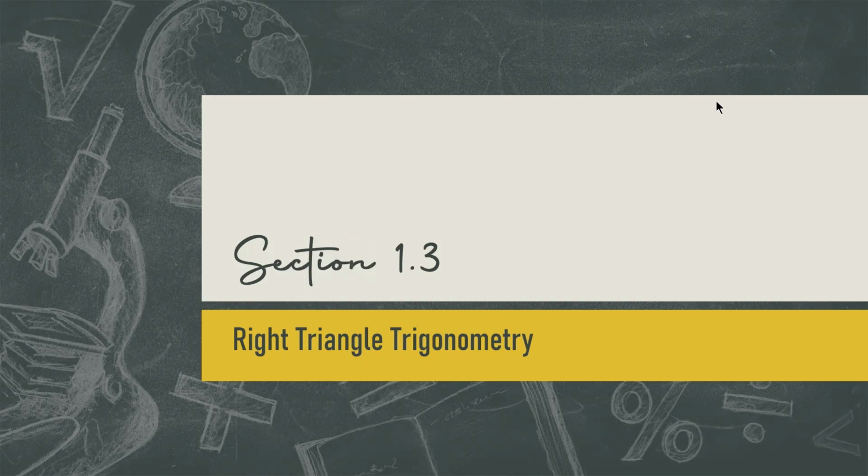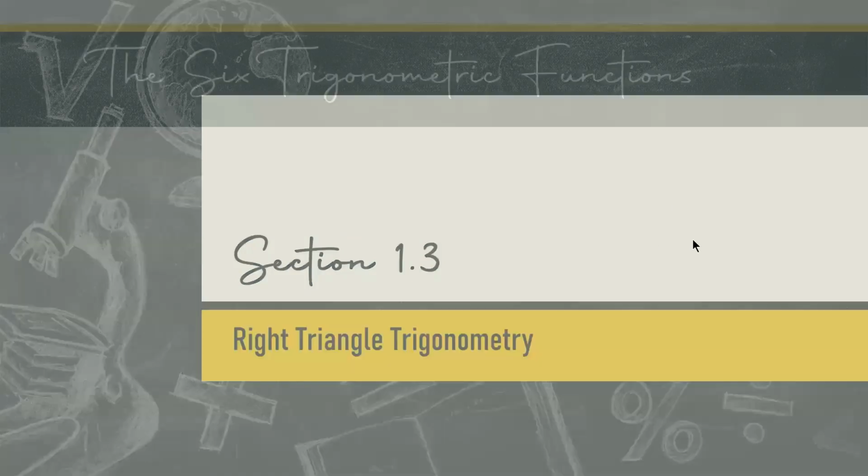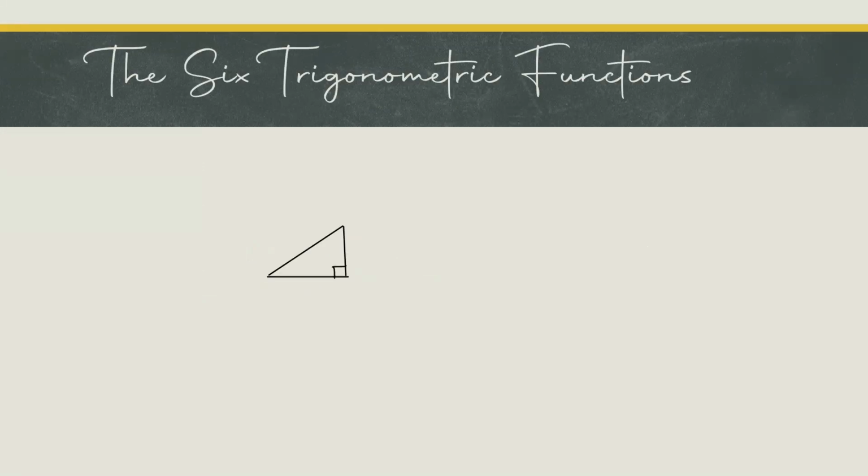In section 1.3, we're going to talk about our trigonometric functions from a right triangle perspective. So considering a triangle with a perfect right angle, we're going to think about one of the other two angles, the acute angles, and we're going to call it theta. So this angle here.